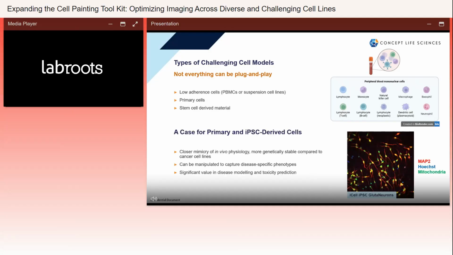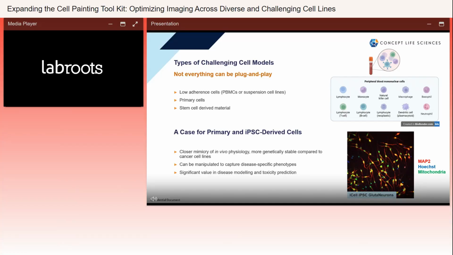Now, iPSC-derived cells are another option. We can differentiate iPSCs into multiple cell types, such as cardiomyocytes, cortical neurons, and microglia. These models are becoming more reproducible and scalable, and they carry with them potentially disease-relevant genotypes. iPSC-derived microglia can help screen for neuroinflammatory effects of CNS targeting compounds, which lines like the U2OSs would miss entirely.